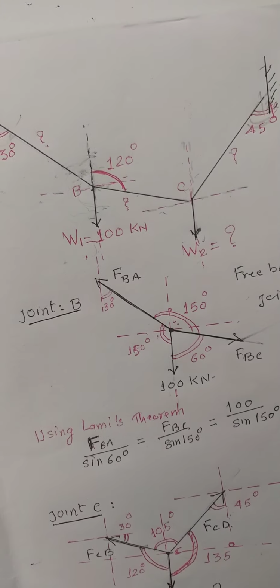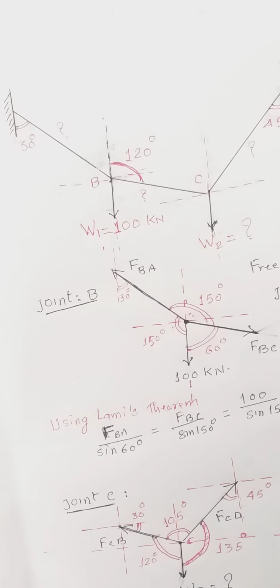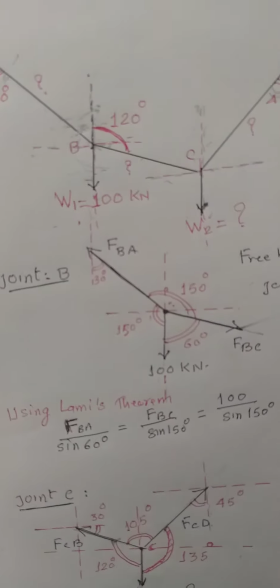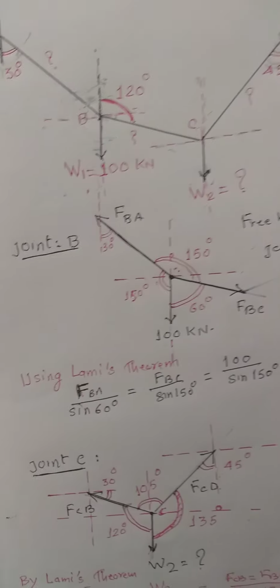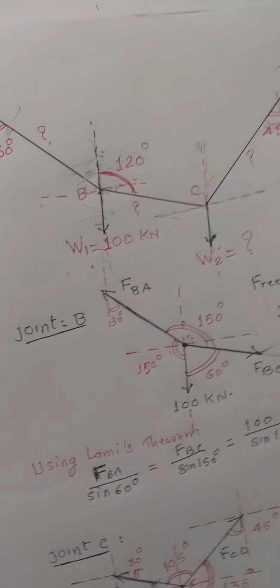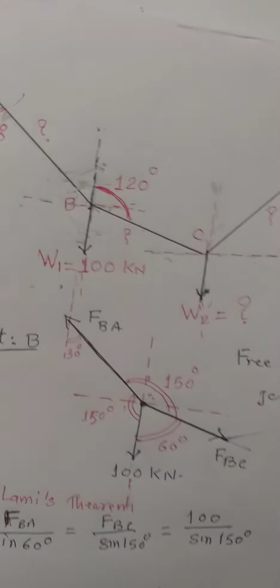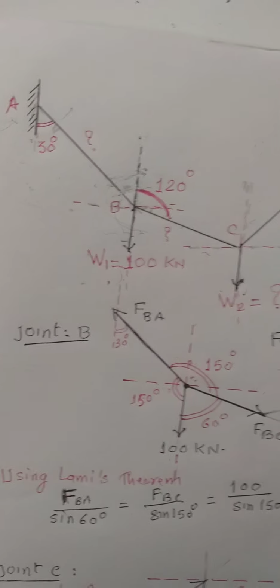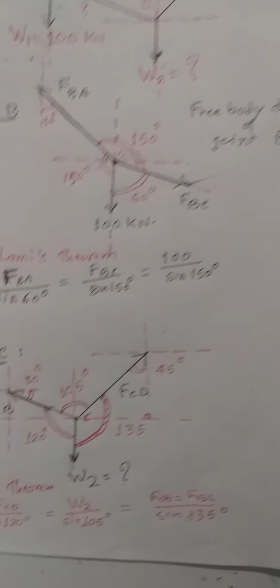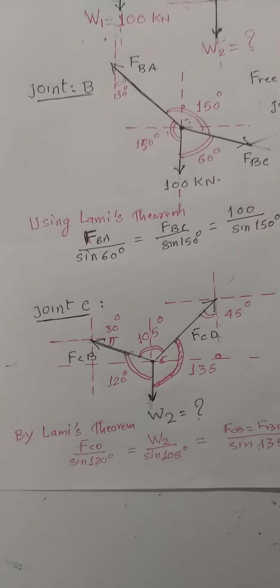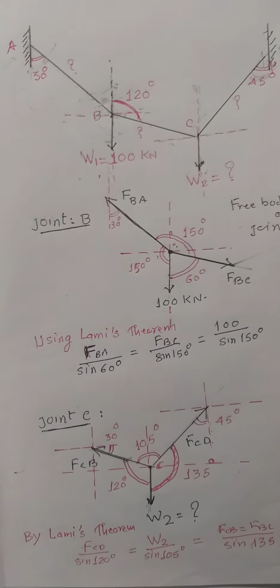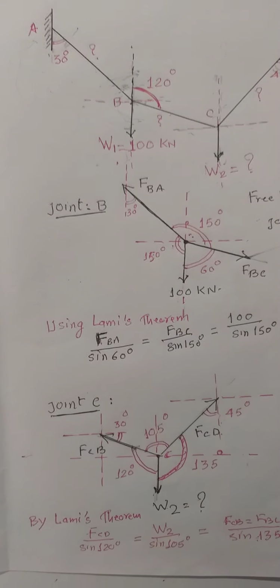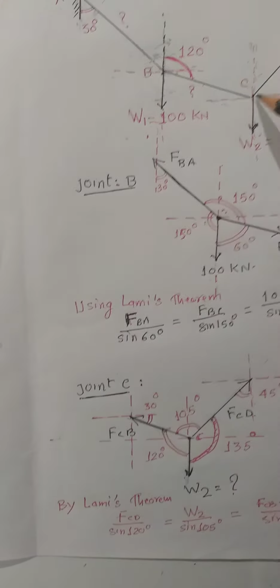Other things are also known, because this is 90, this is the horizontal line, so you can calculate this angle also. Go on solving this problem and try to calculate. If you are unable to solve it, I have shown how to calculate. First solve this joint, then try to solve this joint, and you will find the solution over here. But we'll solve it one after another. First of all, we'll go for joint B, then we'll go for joint C.